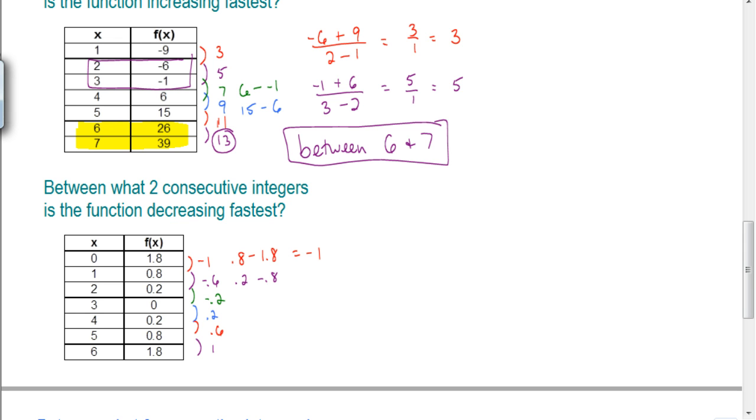Now, some of these are negative, some of these are positive. If it's a positive value, that means the slope of the line is increasing from left to right. If it's a negative value for your slope, that means the slope of the line is decreasing from left to right. And that's what we're looking for here. We're looking for what part of that graph is decreasing the fastest. Well, that's going to be where we have the largest negative number, which is negative 1. So my answer here would be between these two consecutive integers, between 0 and 1.